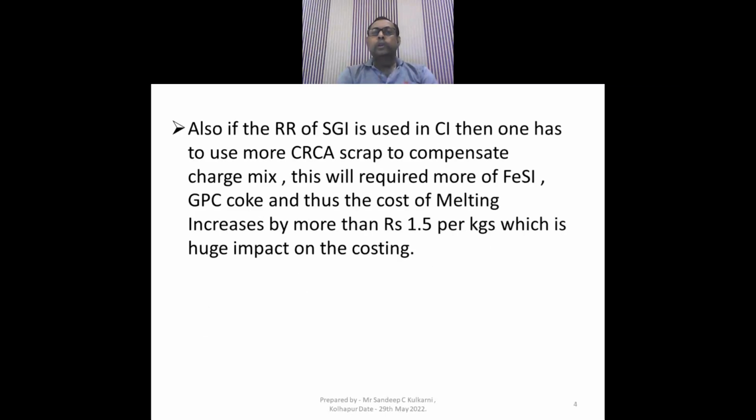Also, if the runner riser of ductile iron, that is SG iron, is used for cast iron, then one has to use more CRCA scrap to compensate the charge mix. This will require more ferrosilicon and GPC coke, and thus the cost of melting will increase by about rupees 1.5 per kg of liquid metal, which is a huge impact on the costing.